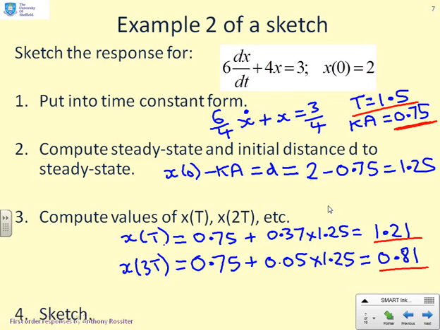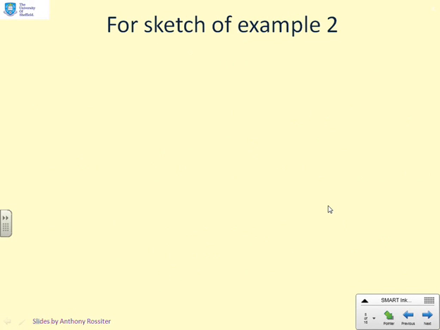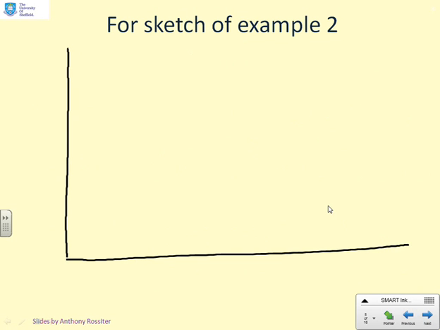So now we move to the sketch. So here we go, a nice blank slide so we can do a sketch. So I draw my axes so I can see what's going on. And I put on here T, 2T, 3T, 4T. Now I'm going to need to mark the initial condition, which was 2.